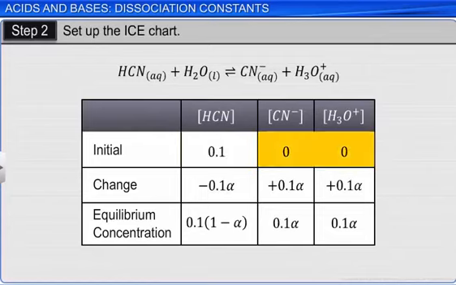Since the reaction is yet to happen, the change in concentration on proceeding to equilibrium in terms of alpha is −0.1 alpha for hydrocyanic acid and +0.1 alpha each for CN− and H3O+ ions. The equilibrium concentration of hydrocyanic acid is 0.1 multiplied by (1 − alpha), and 0.1 alpha each for cyanide and hydronium ions.